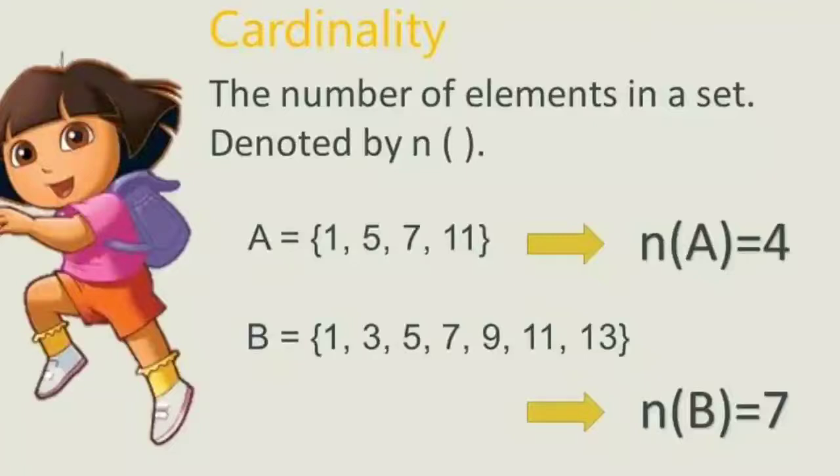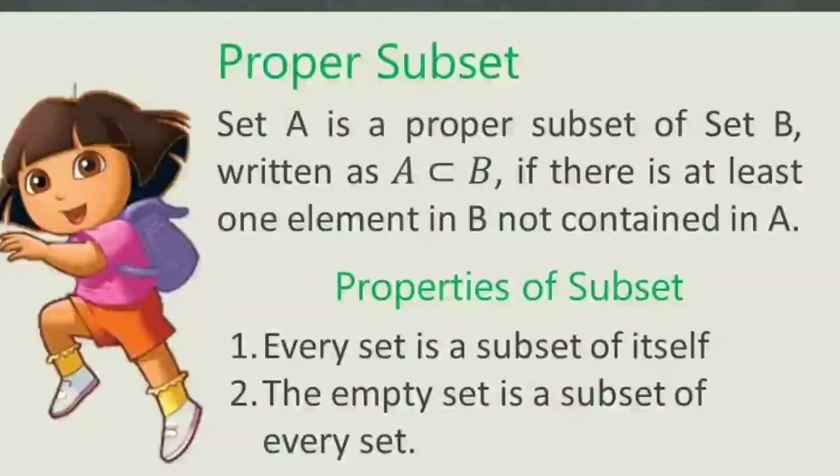There are how many elements? 4 elements. Another example. Set B: 1, 3, 5, 7, 9, 11, and 13. N of B is equal to how many elements do we have? 7 elements. So therefore, the cardinality of set A is n of A equals 4, and set B is n of B equals 7. And let's have now proper subset.